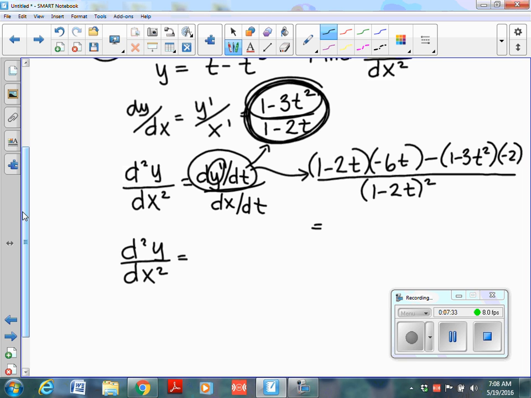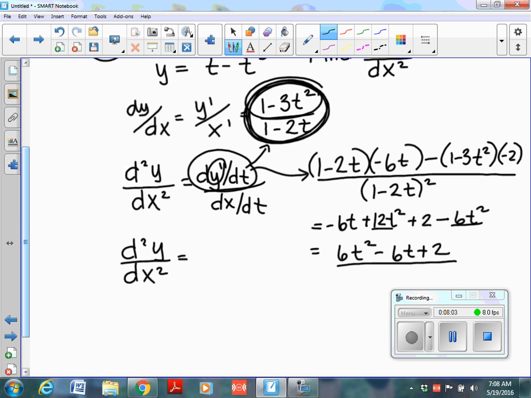which is equal to negative 6t plus 12t squared plus 2 minus 16 squared, which is equal to, put these two together, you get 6t squared minus 6t plus 2 all over 1 minus 2t raised to the second power. Okay, that's what's going to go on the top.